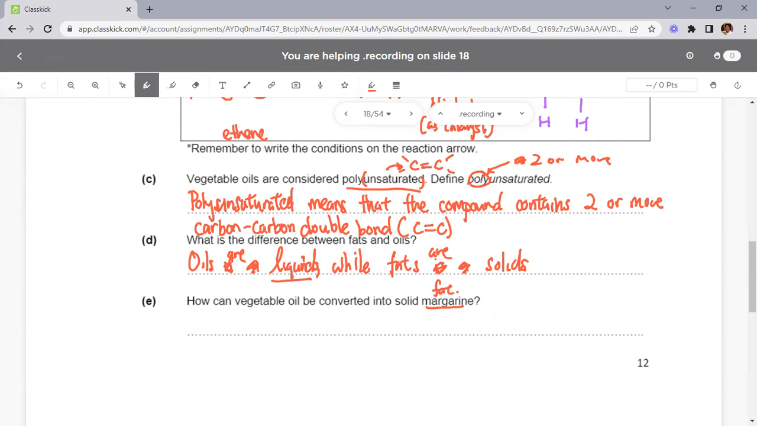Let vegetable oil undergo hydrogenation. If you use hydrogenation to react with vegetable oil, it will cause it to become solid margarine. So take note, if you want, you can write the condition.